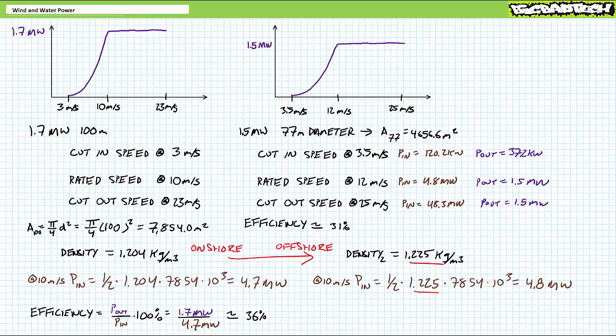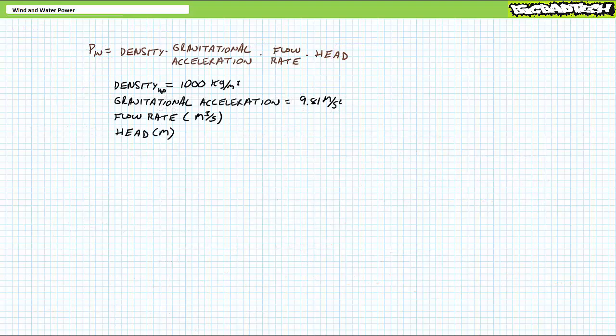Not only is the air denser in offshore conditions, higher wind speeds occur more frequently. This is a win-win scenario for offshore wind farms, and one of the reasons offshore wind is receiving so much attention right now. Speaking of density, let's take a quick look at hydro turbines before we close out this lecture.